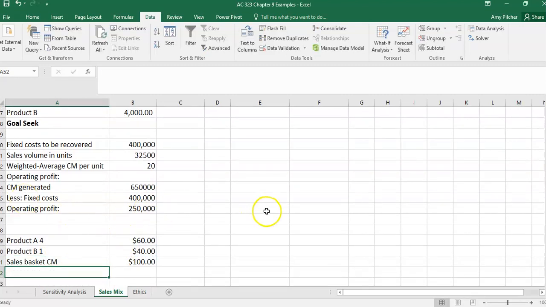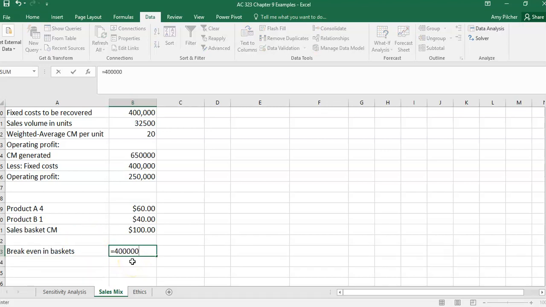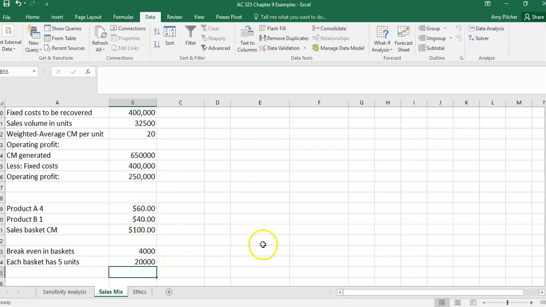So what we want to do then is determine how many baskets we need to sell to break even. Our fixed costs are 400,000 divided by $100 contribution margin. We need to sell 4,000 baskets. Each basket has 5 products, 5 units. So 4,000 times 5 is a total of 20,000 units, which we had calculated before.